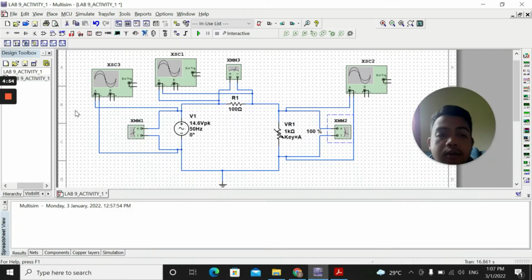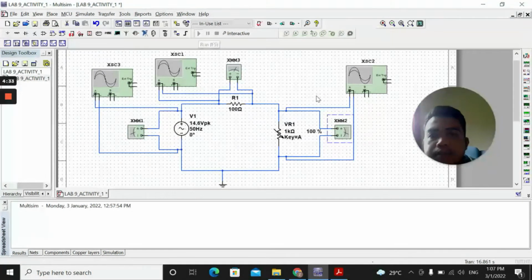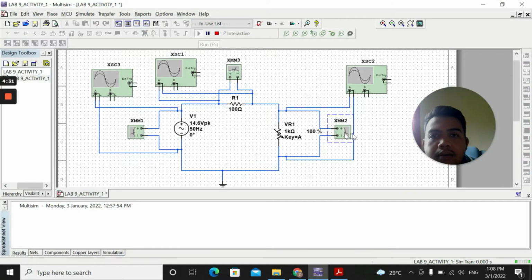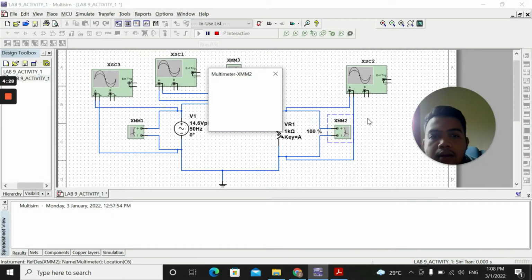Okay, thank you to my friend. Now we will continue the presentation about the VR1. First, I will run the simulation. After I run, we wait for a minute. Okay, after I run, we can look at the VRMS, which is 9.383. So this is the VRMS.